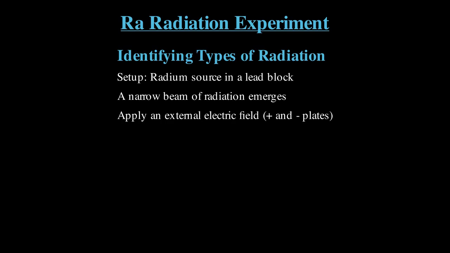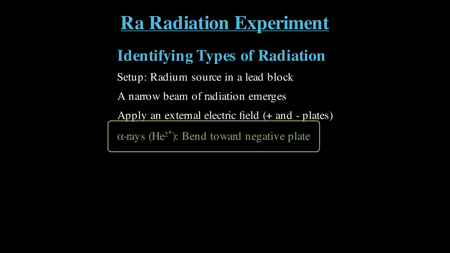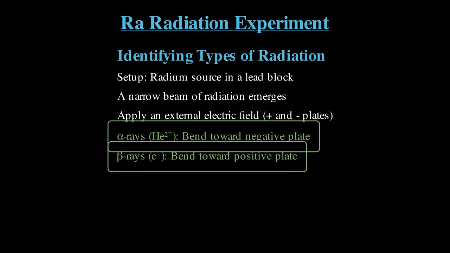We observe that the beam splits into 3 parts. One part bends towards the negative plate. These are alpha rays. Another part bends sharply towards the positive plate. These are beta rays. And a third part goes straight through, completely undeflected. These are gamma rays. Let's look at the first type, alpha decay.